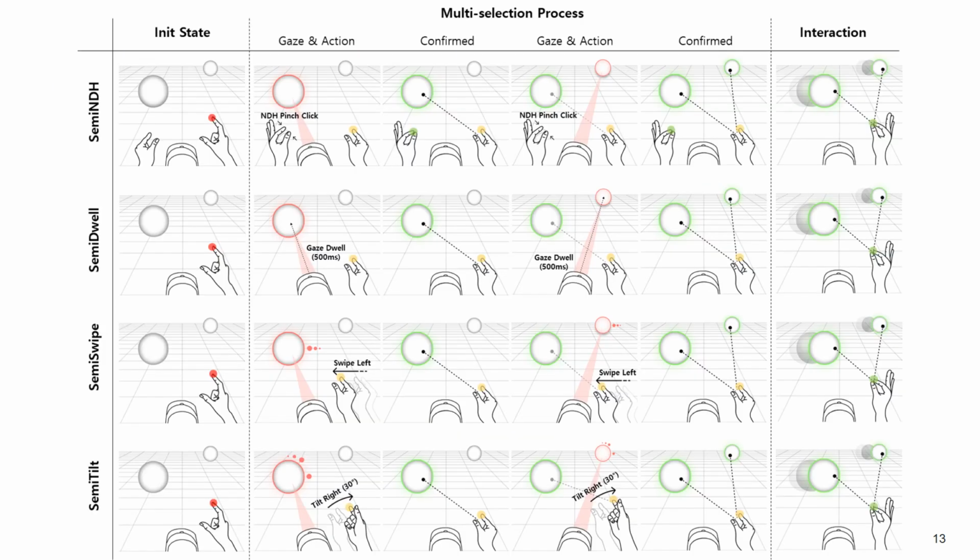Based on this standard, we designed 4 multi-selection techniques. Basically, users can start multi-selection by holding a semi-pinch and gazing at the target objects. Then they confirm by performing a specific action: gaze dwell, pinching, swipe, and tilt. I'll explain each in detail.